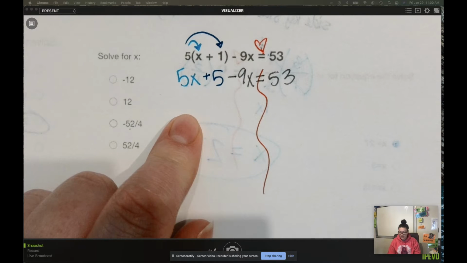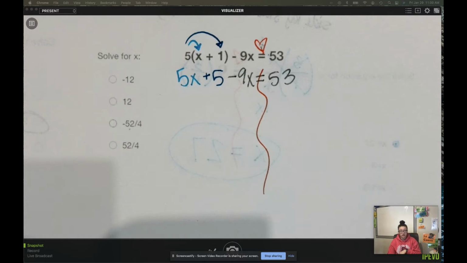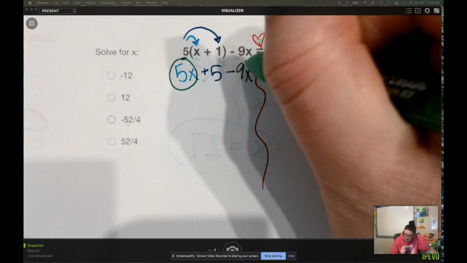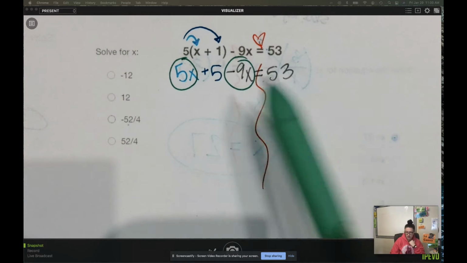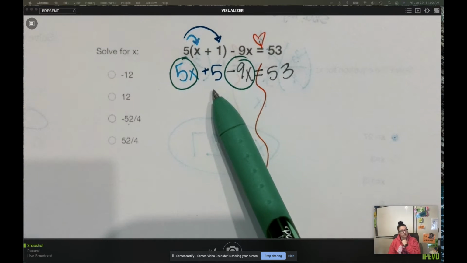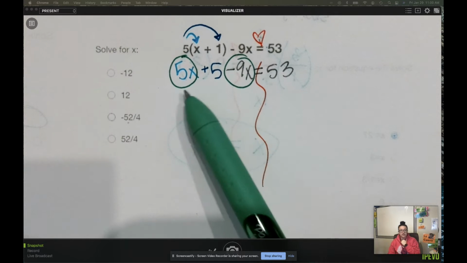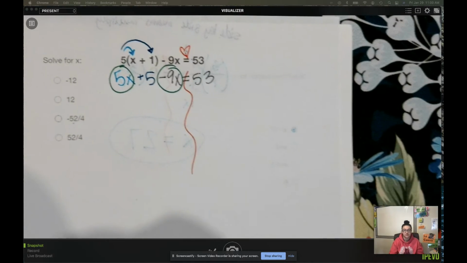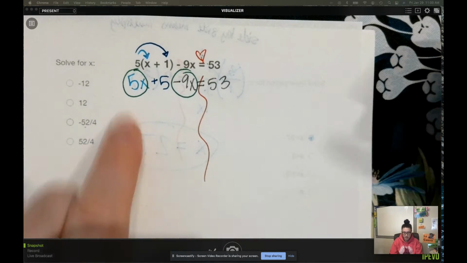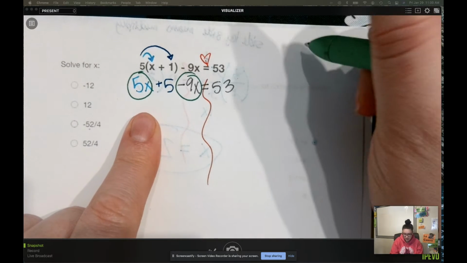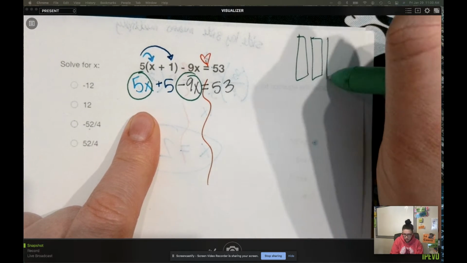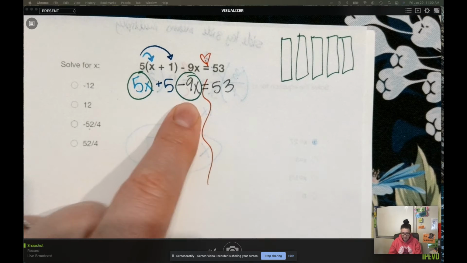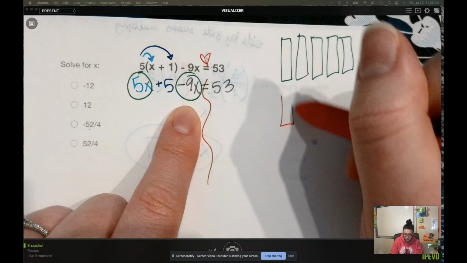Now I need to combine my like terms. I have a 5x and I have a negative 9x. This 5 in the middle, there's no variable there. I can't combine it with those other two because they are not like terms. So if I think about this like algebra tiles, I have a positive 5x. There's my positive 5. And then I have a negative 9.